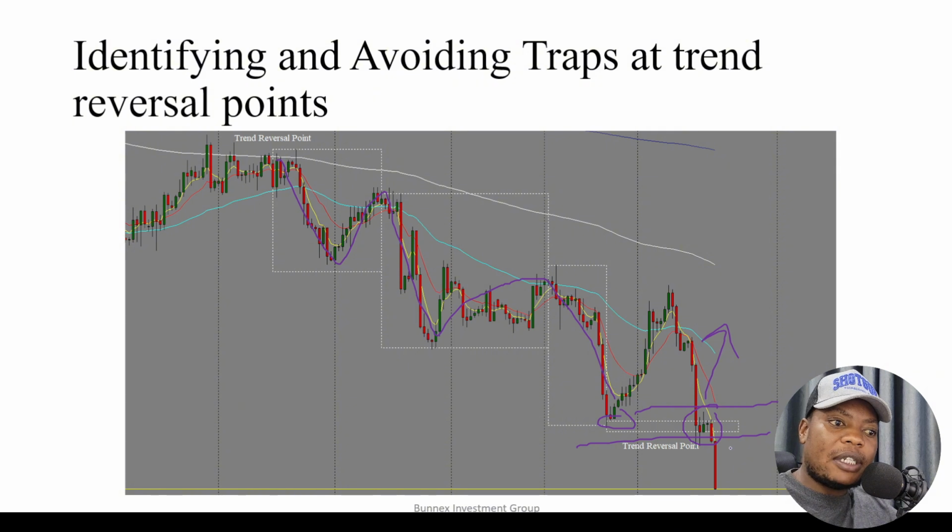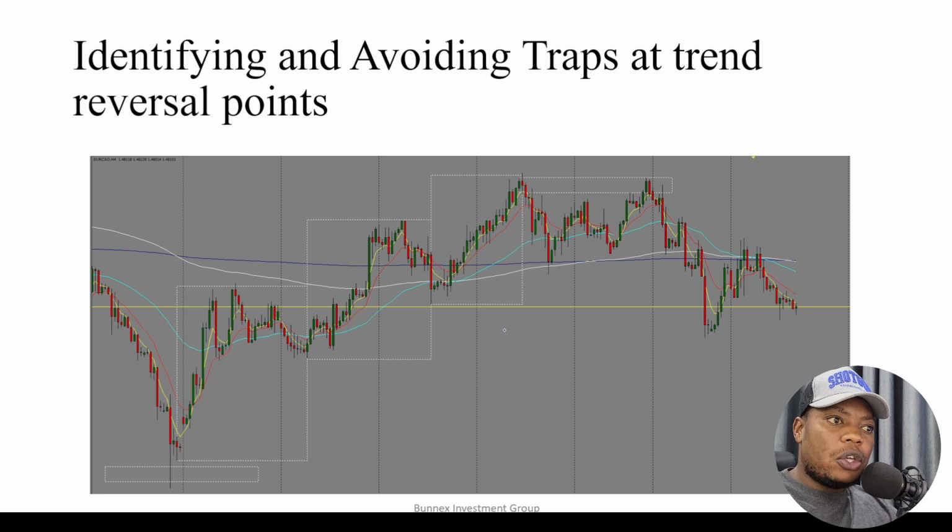But what happened? You can see this move to the downside. This is what we call a trap, a manipulation trap. So how do you go around this particular way of being trapped? You need to actually follow the rules that I'll lay out for you shortly.